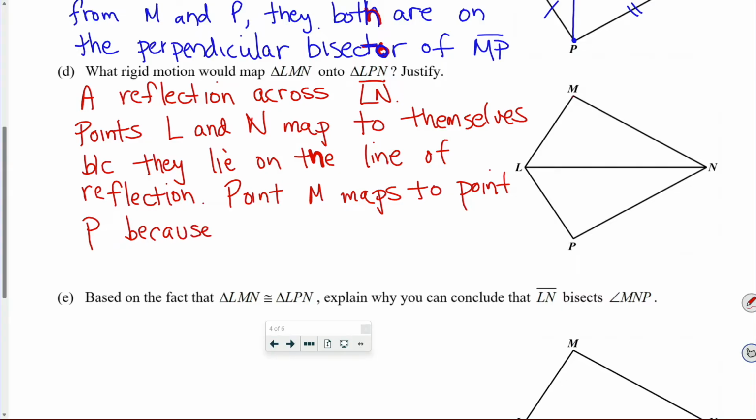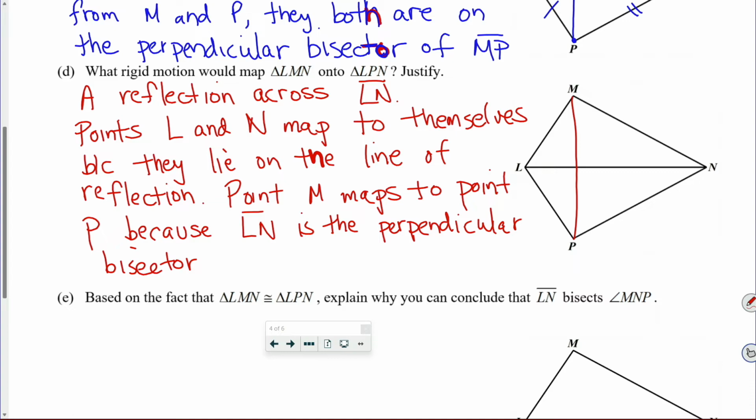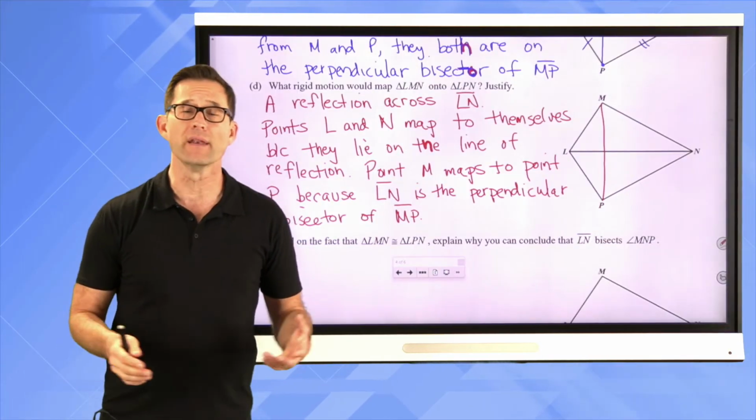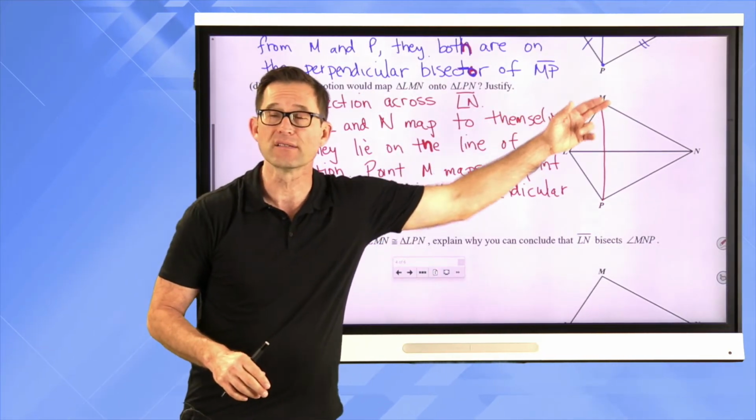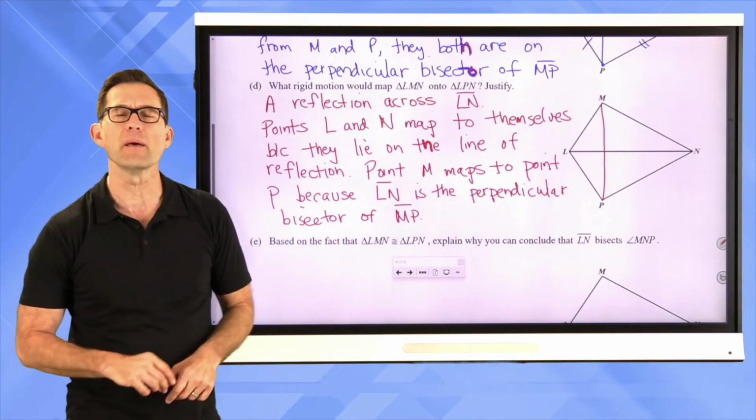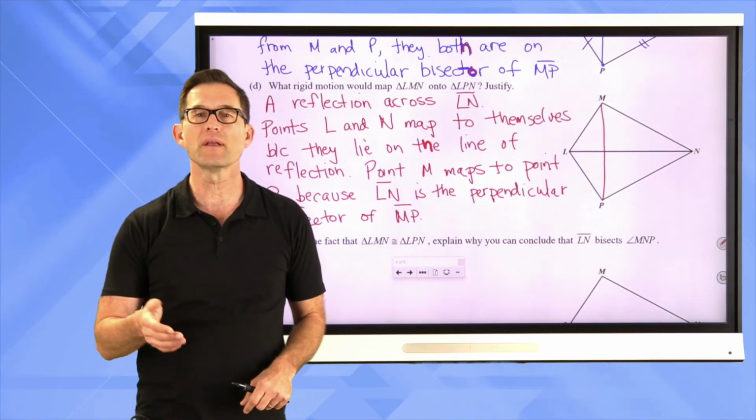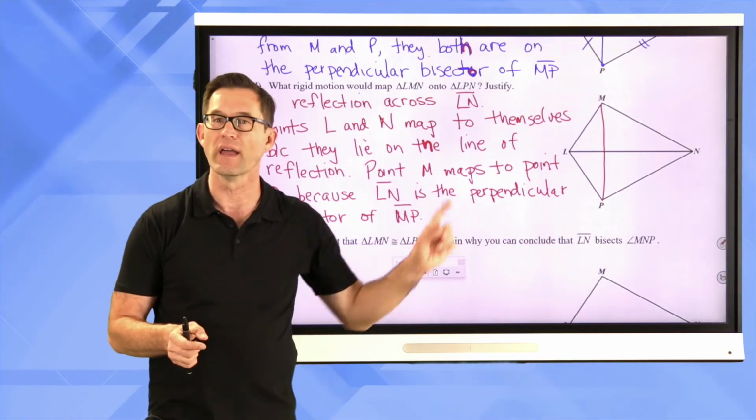and I'm going to draw this in right here just so that we have it, because LN is the perpendicular bisector of MP, which is why it was so important to draw that auxiliary line in, right? Without drawing in segment MP, it would be harder to really be able to think about that perpendicular bisector nature of LN.